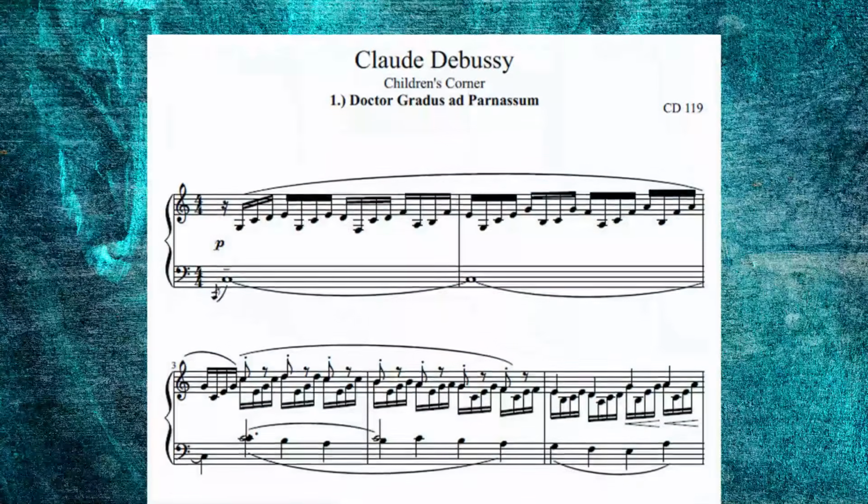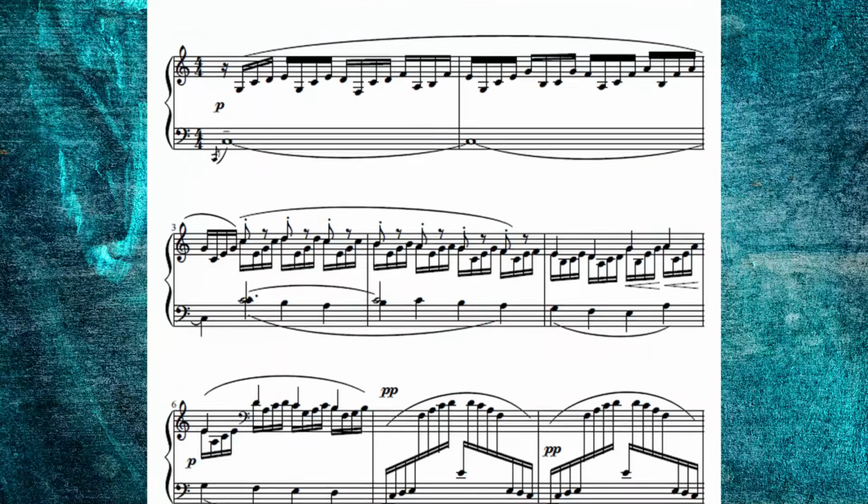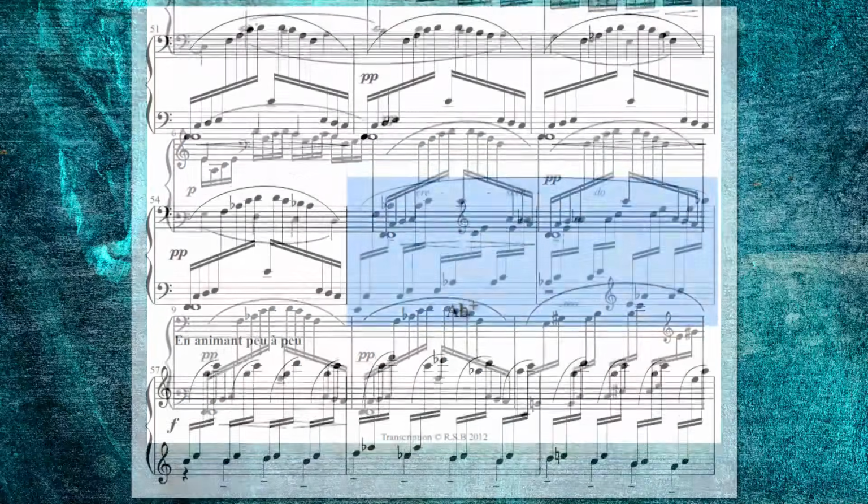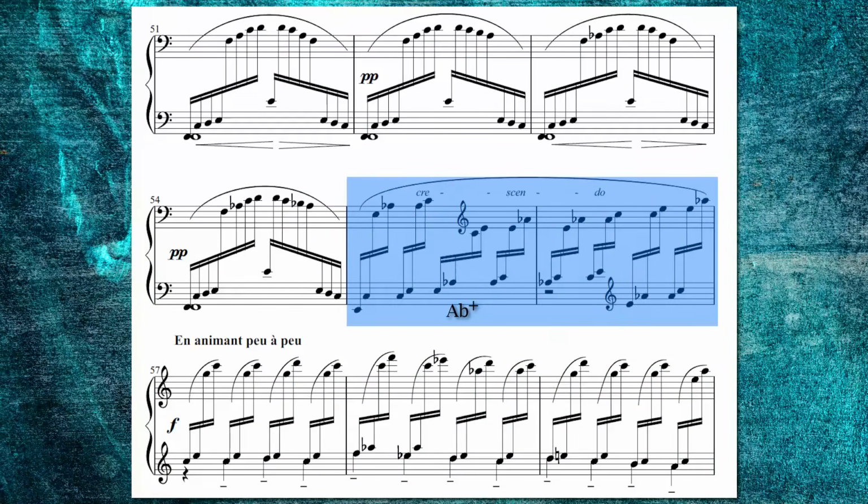A great example of this can be found in the first movement of Debussy's Children's Corner, Doctor Gradus ad Parnassum. An ascending A-flat augmented triad rushes up the piano and transitions into a C major triad. A lot of performances showcase this ascending arpeggio by having the pedal held down and letting the harmony blend. Take a listen.